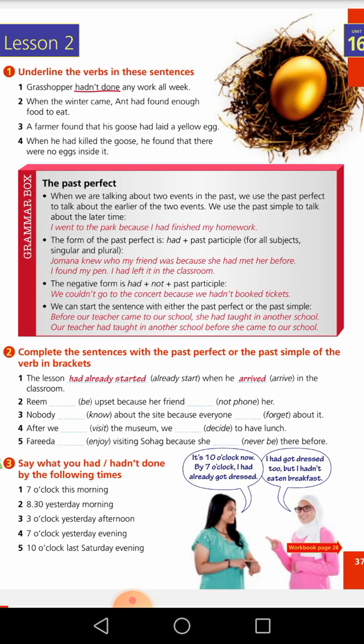Nobody knew about the site because everyone had forgotten about it. In sentence number 4, after we had visited the museum, we decided to have lunch. So what happened first is that we visited the museum, then we decided to have lunch. Farida enjoyed visiting Sohag because she had never been there before. This is part of our time connectives used with past perfect tense.